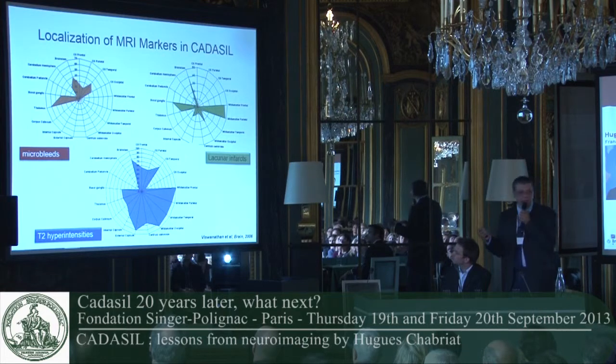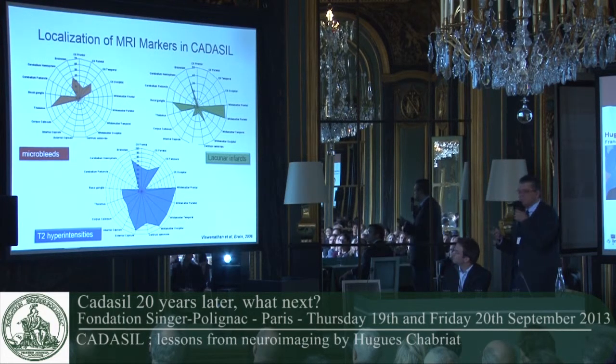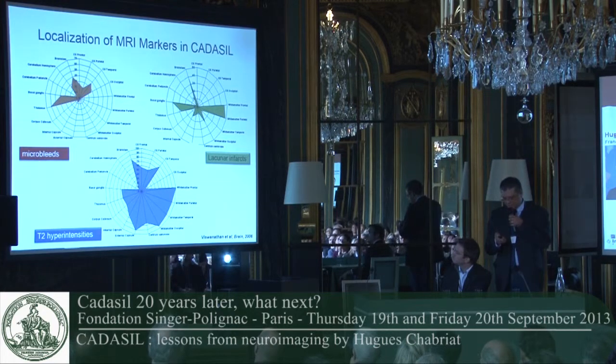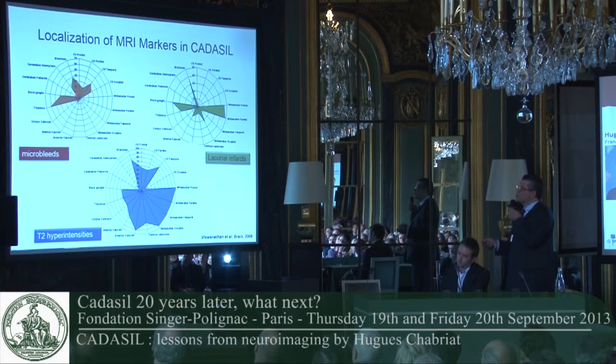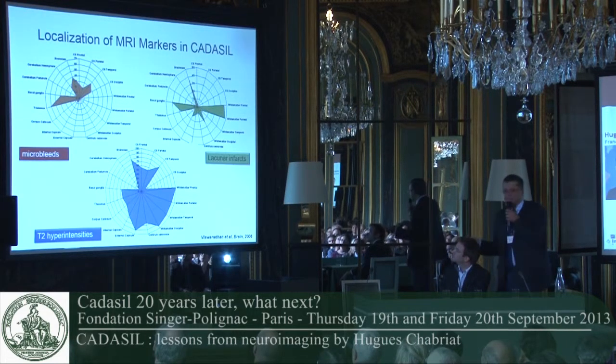And with Anant Viswanathan, we tried to better understand the distribution of these microbleeds within the brain. And we showed that the distribution differed from that of lacunar infarcts or from that of T2 hyperintensities. And particularly, for example, we saw multiple microbleeds in the cerebellum where we never see ischemic lesions in CADASIL patients.